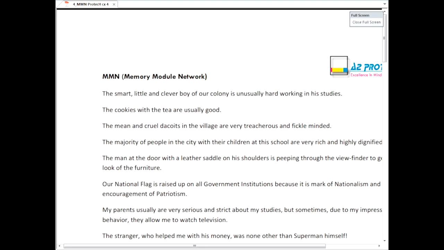Now let me read it. The mean and cruel dacoits in the village are very treacherous and fickle minded. You do it. The mean and cruel dacoits in the village are very treacherous and fickle-minded. Now tell me. The mean and cruel dacoits in the village are very treacherous and fickle-minded. Okay. So you're doing it without seeing, right? Yes. Do you enjoy doing this? Yes. Okay, let's do the next one then.